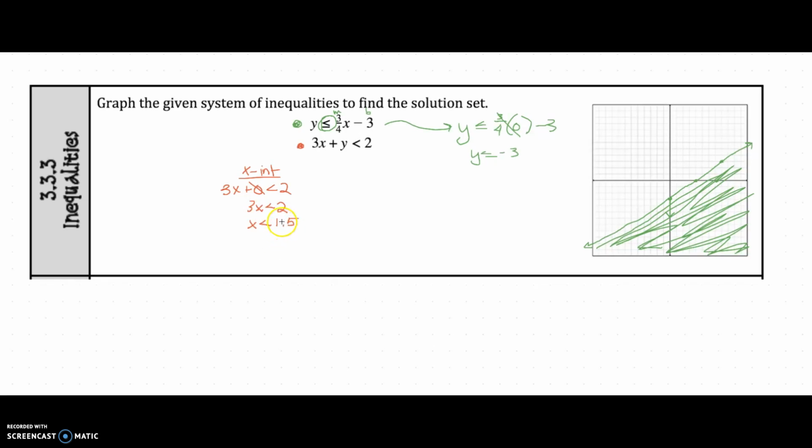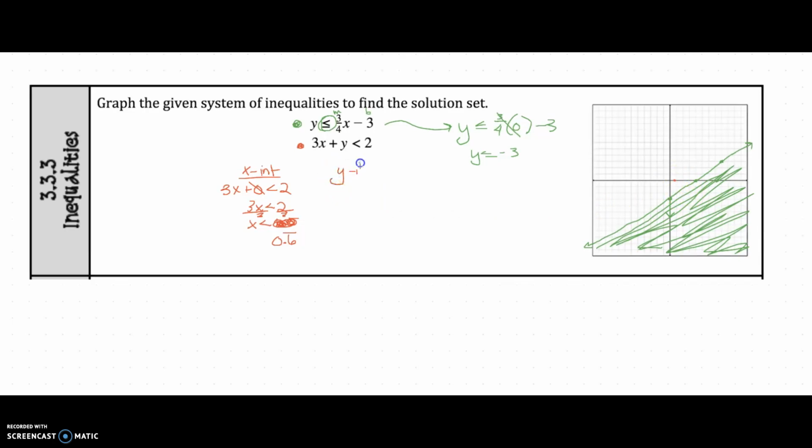Nope, I did that backwards in my head. x is less than, we're going to divide by 3 on both sides. So x is less than 0.6 repeating. So I want to put 0.6 repeating on the graph at the x-intercept. That's definitely more than half. I can say that's a good estimation.